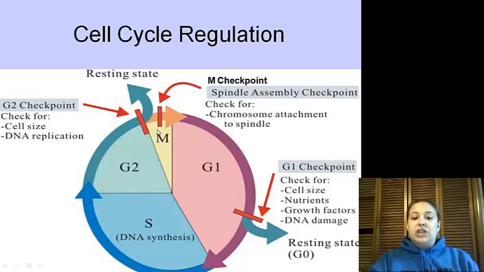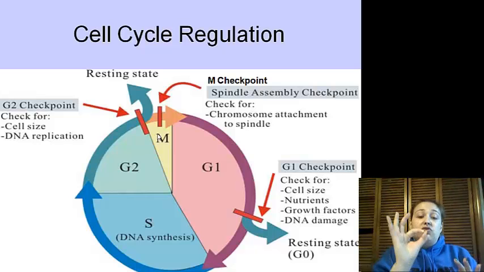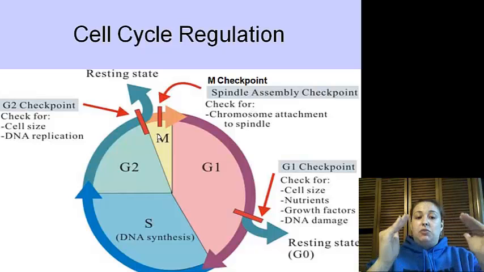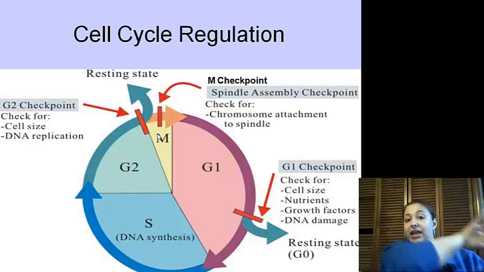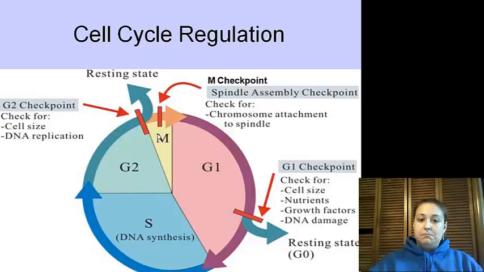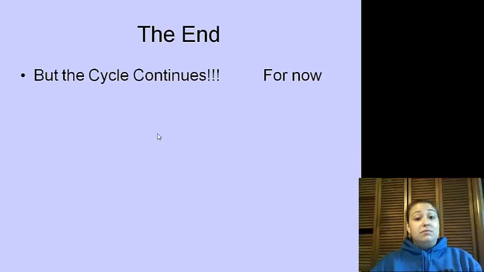Our third and final checkpoint is going to be the M checkpoint, which checks to make sure that the spindle fibers are attached to the center of those chromosomes, so that when the chromatids are pulled apart, the spindle fiber is actually attached and can pull it apart. Well, the cycle continues, but this is the end for now. See you later.